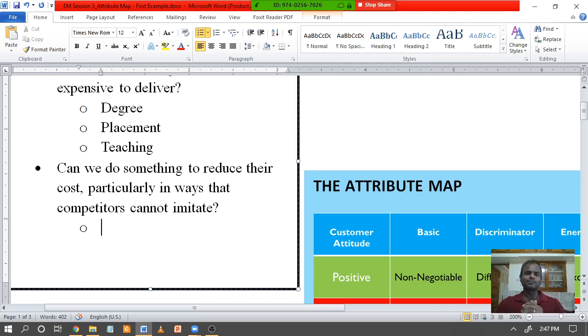Yes, how can they reduce the cost? For example, in teaching, how can they reduce the cost? Now they should have faculties, they have to pay salaries for faculties. Now how can they reduce the cost incurred in this? Any ideas? Now can we do something to reduce the cost in a particular way that the competitors cannot do, or sometimes maybe competitors are also doing it? How do you expect them to reduce the cost to offer these three things?